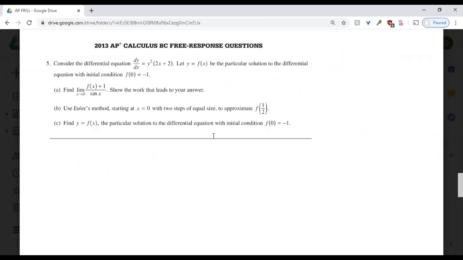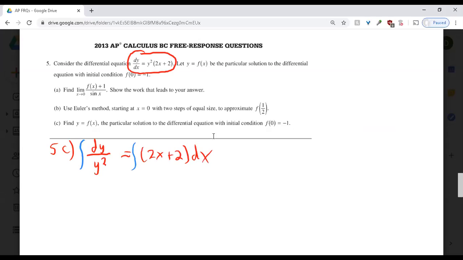So I'm going to clear this out. Okay, so 5C. If you want to solve a differential equation, you want to separate the variables and take the integral of both sides. So I'm going to do dy over, I'm going to divide both sides by y squared, and then I'm going to times both sides by dx. So now that I've separated the variables, all the y's on one side, all the x's on the other, I'm going to take the integral of both sides.